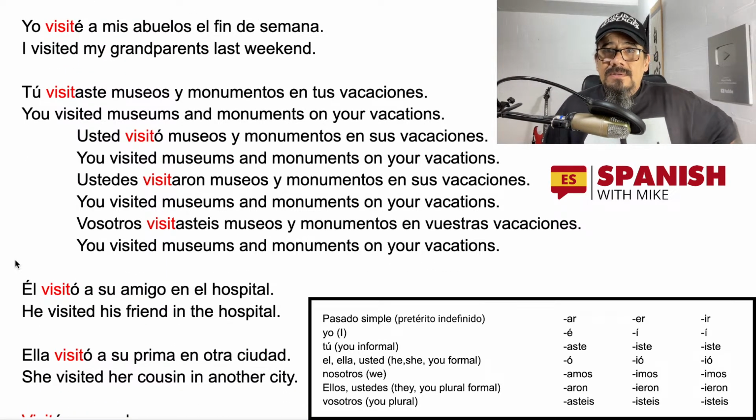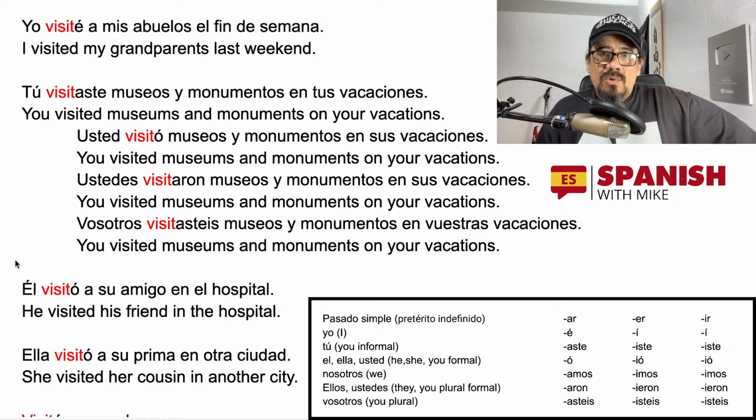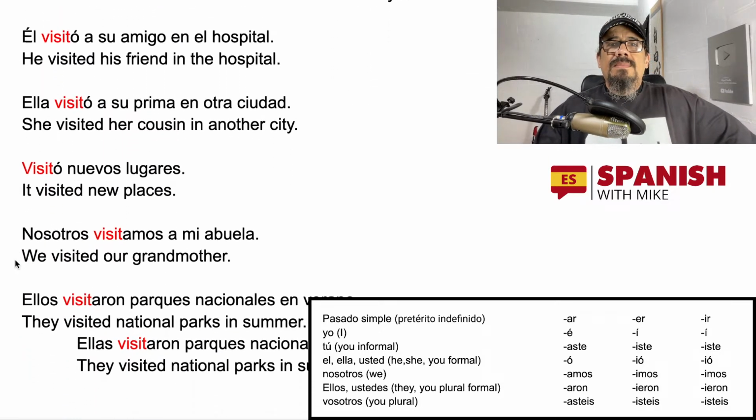Yo visité a mis abuelos el fin de semana. I visited my grandparents last weekend. Tú visitaste museos y monumentos en tus vacaciones. Singular. You visited museums and monuments on your vacations. Singular, informal, close relationships. Usted visitó museos y monumentos en sus vacaciones. Singular, formal. Ustedes visitaron museos y monumentos en sus vacaciones. Plural. Vosotros visitasteis museos y monumentos en vuestras vacaciones. Plural, Spain. Él visitó a su amigo en el hospital.